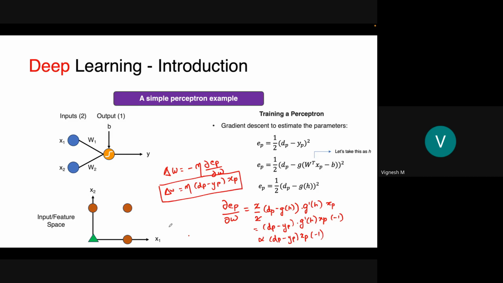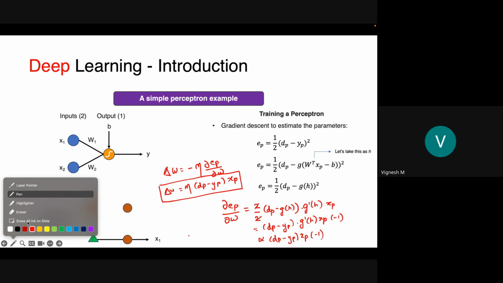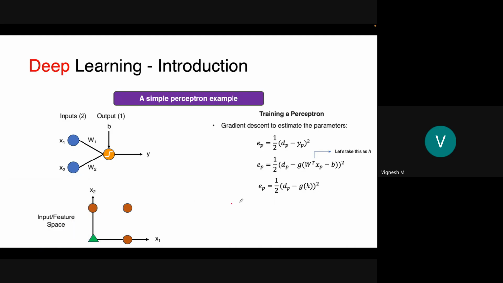Any questions here? If there are questions, just let me know. Okay. All right. If there are no questions, then I'm going to erase this because we'll do the same thing for the b, or the bias. So what will this same update rule be for bias?